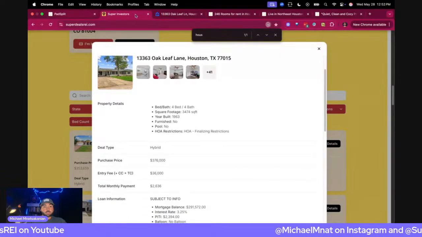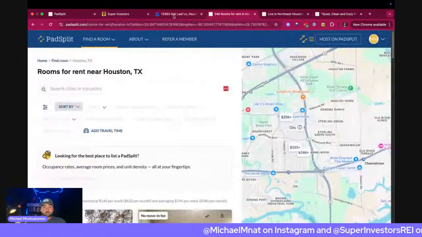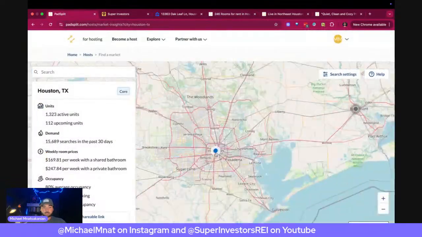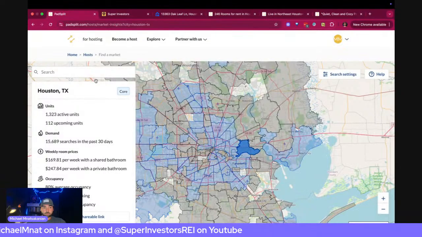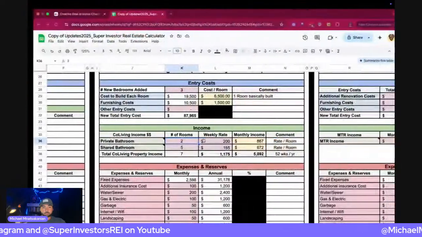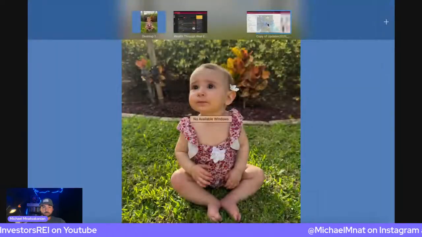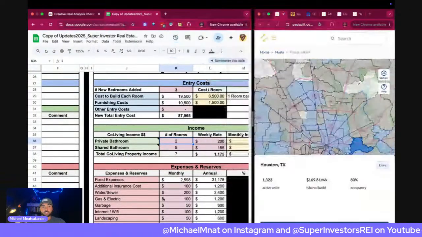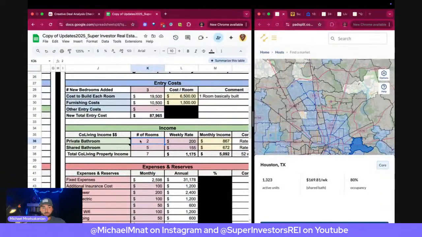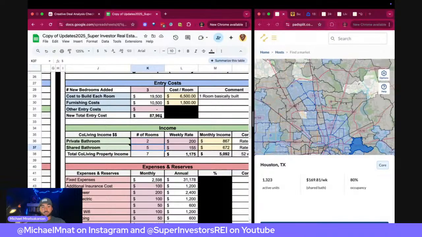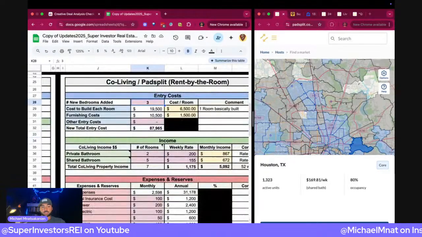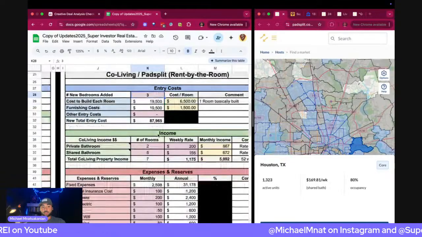All right, so let's do the analysis on this one. We said, let's get the PadSplit data. We're going to use PadSplit Houston area data. All right, so we have 2 that have private bathrooms, and the rest, the 2 that were included plus the 3 that we're adding, are going to share a bathroom.